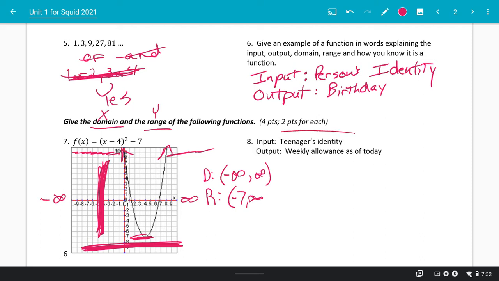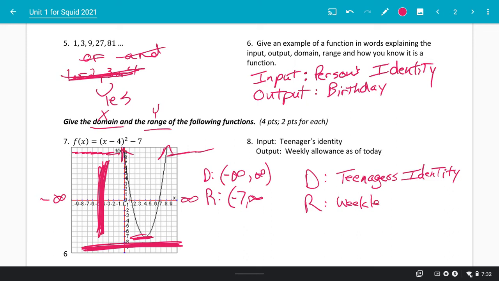Number 8, what is the domain? The domain is a teenager's identity. Now, I'm being honest with you. When it comes to these word problems, I think the best domain and range is actually what it's asking for. In the weekly allowance, now, if we wanted to put these in numbers, a teenager's identity, that's kind of hard. But if they were just saying, hey, a teenager, we could say, well, that goes from 13 to 19.